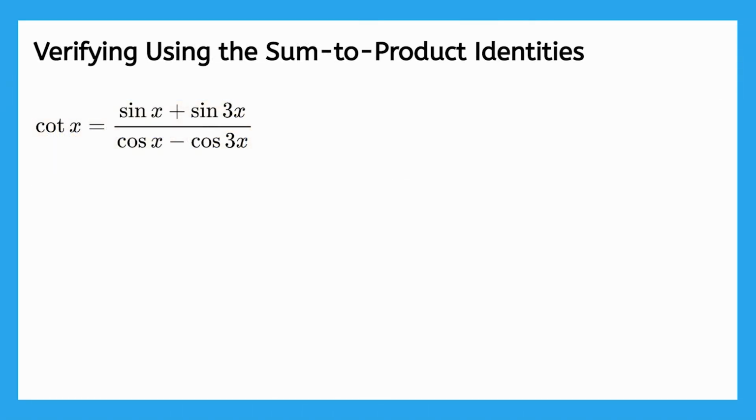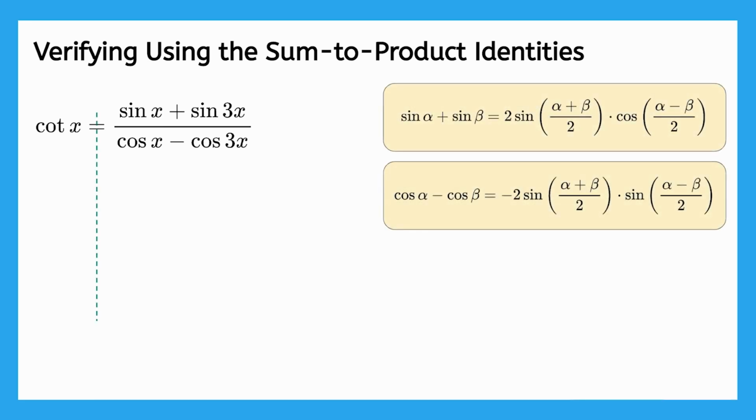In this example, we want to verify the identity cotangent x equals sine of x plus sine of 3x over cosine of x minus cosine of 3x. We can start by using some of the sum to product identities to simplify the numerator and denominator. Pause now and verify this identity.